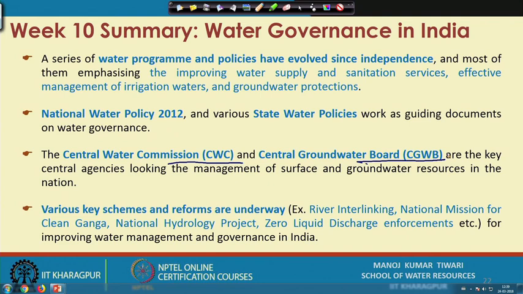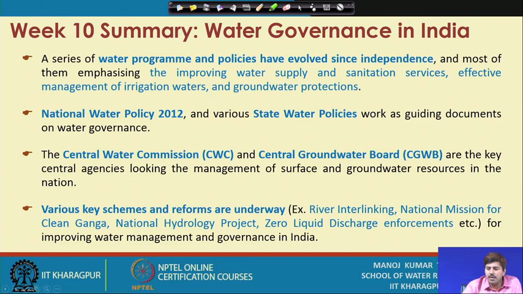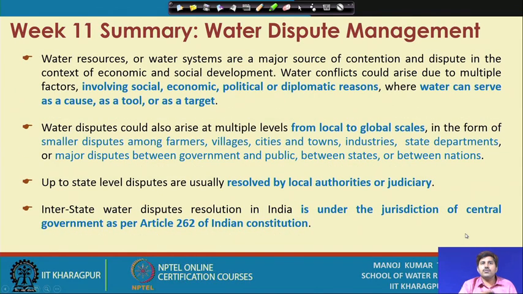However, most of these are still underway. Some steps are being taken at the government level, and as was discussed during week 10, they are likely to create positive impacts on overall water governance. Week 11 was focused on the discussion of water dispute management.